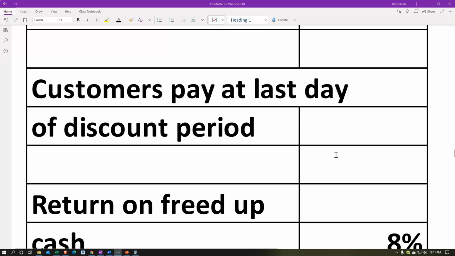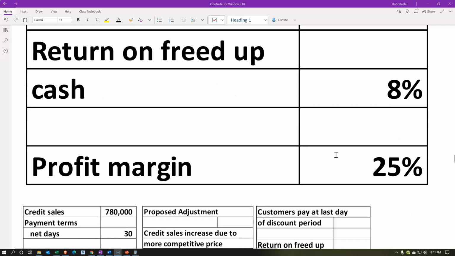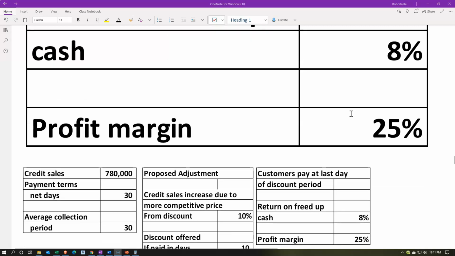We assume that all of our business-to-business customers, which they all are in our example, are going to switch over now to pay within the 10 days in order to take advantage of the discount, because that would be the smartest thing to do with regards to cash management strategy. Return on the freed up cash: with that freed up cash, because we're getting paid sooner, we can either pay off loans that had interest of 8%, or we can put it in an investment to get an 8% return. And then the profit margin is going to be 25%.